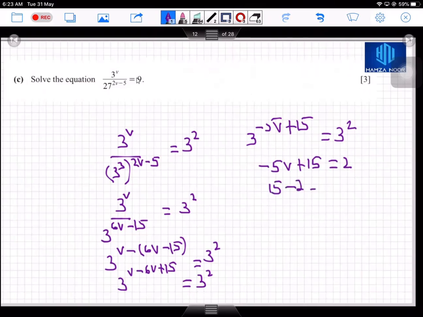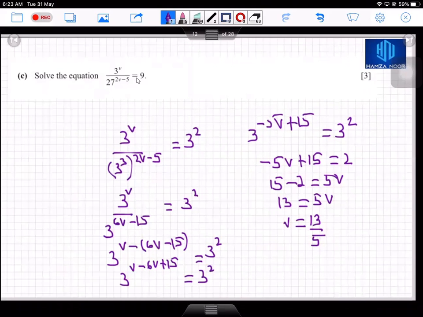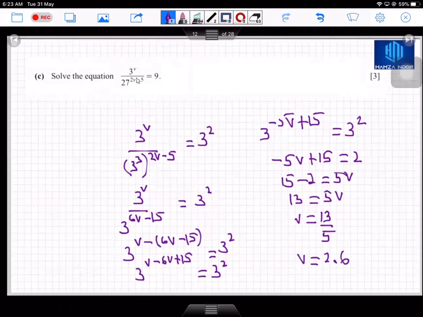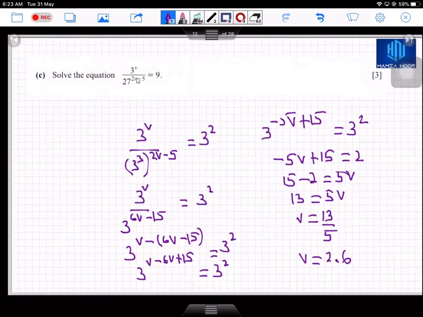15 minus 2 will be equals to 5v, and therefore 13 is equals to 5v. V is equals to 13 over 5. All right, this is supposed to be your final answer. You can write 13 over 5 as well as 2.6. Both would be acceptable. V is equals to 2.6 or 13 over 5.